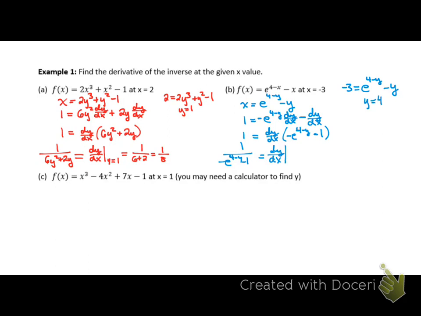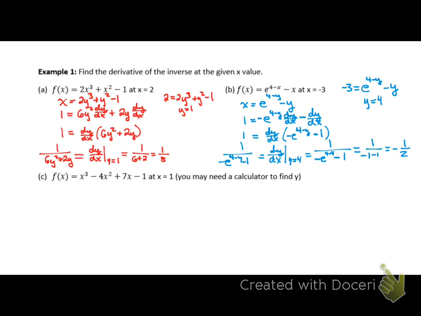So we plug in 4. So we get 1 over negative e to the 4 minus 4 minus 1. Well, 4 minus 4 is 0, which makes that 1. So we get 1 over negative 1 minus 1, which is negative 1/2. And that's the answer. Now, sometimes it won't be so obvious what that number ends up being, and then you'll be allowed to use a calculator.